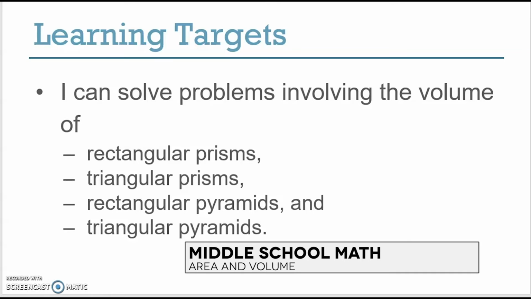Now, did you notice something about all those different names I just said? Did you notice that some of them are prisms and some of them are pyramids? And you might have noticed that some of them have rectangular bases, while the other ones have triangular bases. That's important because we just reviewed from our 6th grade unit how to calculate the area of rectangles and triangles. And guess what? You have to use that information to calculate the volume of 3-dimensional figures. So we're going to use that information in 7th grade.